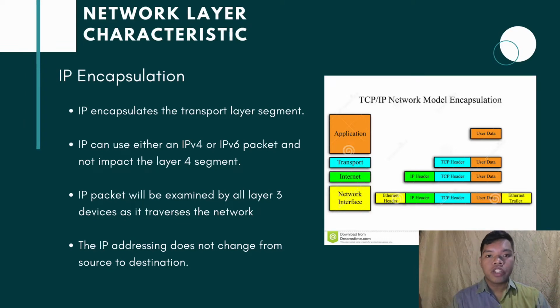IP encapsulation. IP encapsulates the transport layer segment. IP can use either an IPv4 or IPv6 packet and not impact the layer 4 segment. The IP packet will be examined by all layer 3 devices as it traverses the network. And lastly, the IP addressing does not change from source to destination.